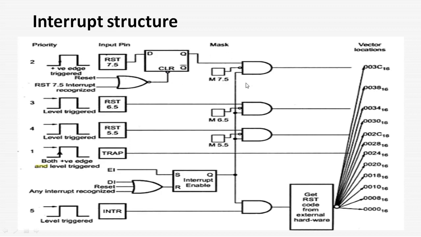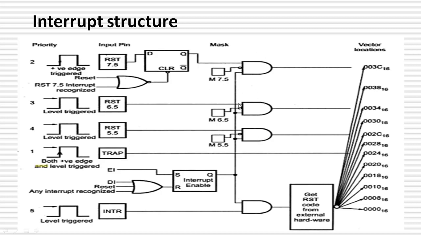Then it is given to a 3-input AND gate. One input is from the input side, the other is the masking bit. We already studied the masking bit in the SIM, set interrupt mask, instruction. If the mask bit is 1, the AND gate disables this input and won't allow the signal to the vector location 003C. These are the mask bits M7.5, M6.5, M5.5. So for these mask bits, we use 3-input AND gates, three in number.